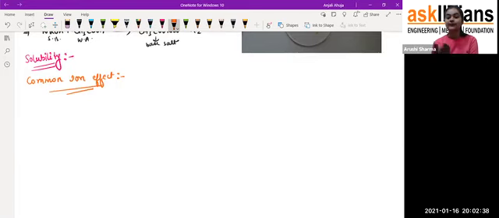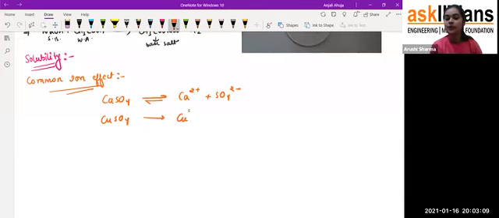Students, see what I want to explain right now: in a glass or any beaker, there is water, and you have taken calcium sulfate. Calcium sulfate is a salt, so it will dissociate into calcium ion plus SO4 2 negative ion. Now you are adding copper sulfate in the same glass. It will dissociate into copper ion plus sulfate ion, because you know, students, that compounds which are ionic in nature dissociate into ions when we add them to water.